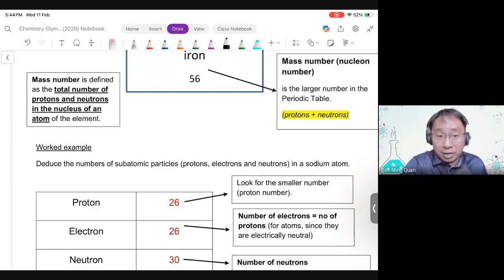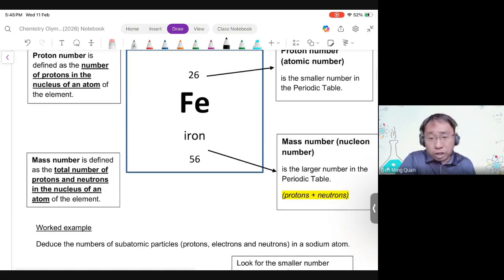Okay? That's for an atom, not an ion. We'll see very soon, ions are not like this. Ions basically are particles formed after the atoms lose or gain electrons. So in an ion, the number of electrons will no longer be the same as the number of protons.